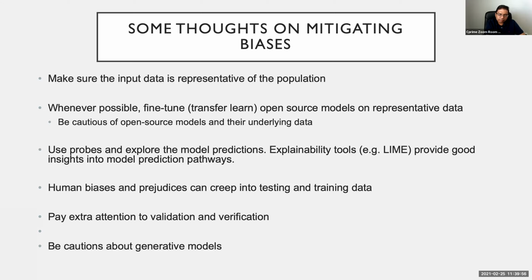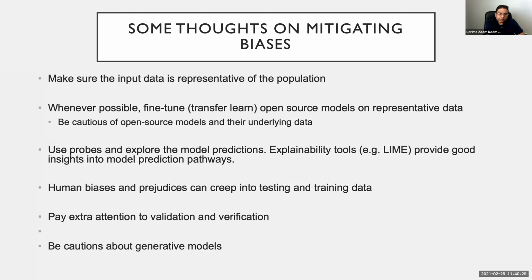Use probes as much as possible. Use explainability tools. There is a nice tool called Lime. The Lime tool was the one that I was showing for the Husky versus Wolf. They give very good insights into the model and their prediction pathways, and so you should always look into that and make sure that you do a bias research and make sure that your model is predicting things the correct way that it should predict.